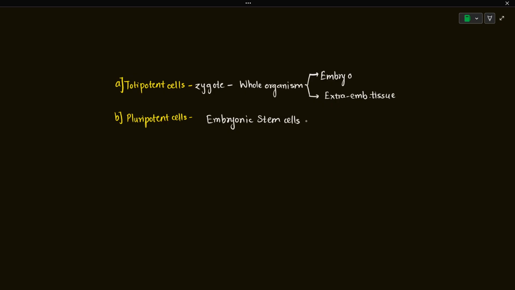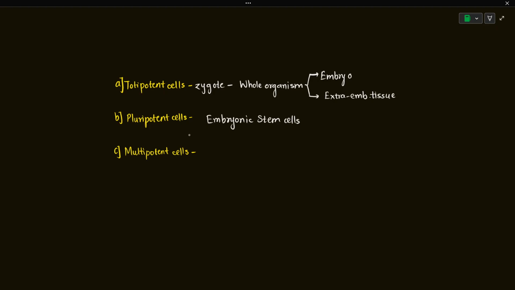Or we could also say that those are the cells which can give rise to all cells except placenta, except the extra embryonic tissue, right? The next category of the stem cells is known as multipotent cells. These are also referred to as adult stem cells because they can give rise to multiple lineages, but they cannot form the whole organism. They can differentiate into multiple cell types, but the lineages they can differentiate into is limited.